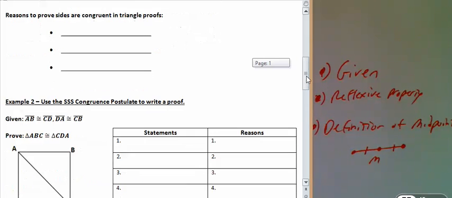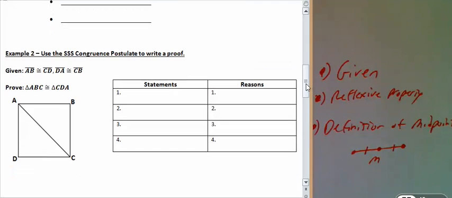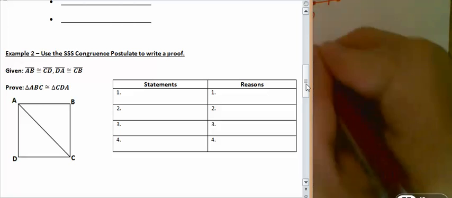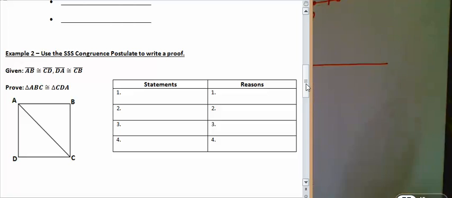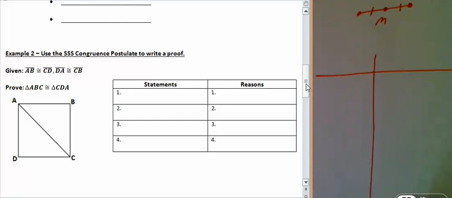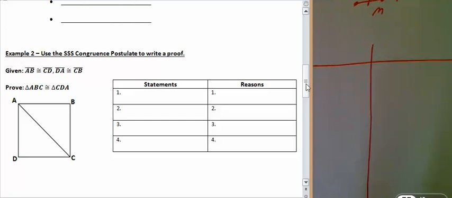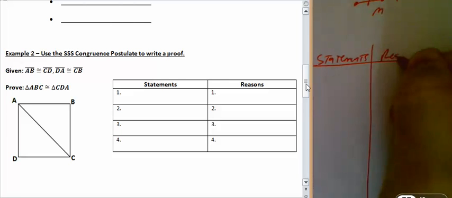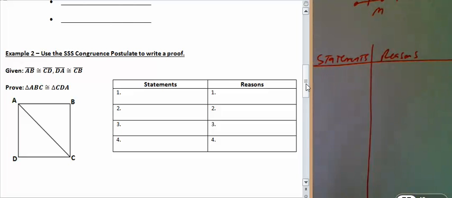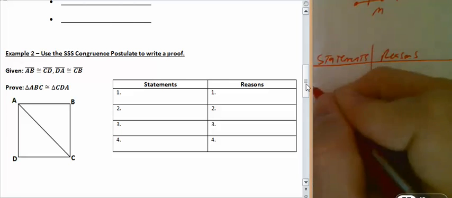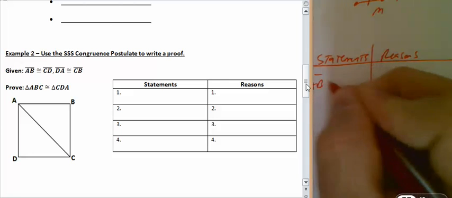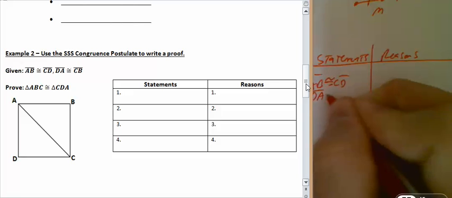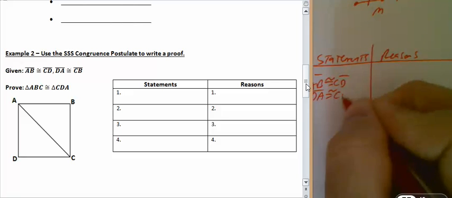Okay, let's actually look at a proof. All right, so obviously, I'll just set up my chart here. And sorry I couldn't do this the other way. I don't actually have a printout of this, so I'm just going to have to keep doing it this way. So I have my statements and my reasons. And let's start with the given. Right off the bat, they're giving us AB is congruent to CD, and DA is congruent to CB.